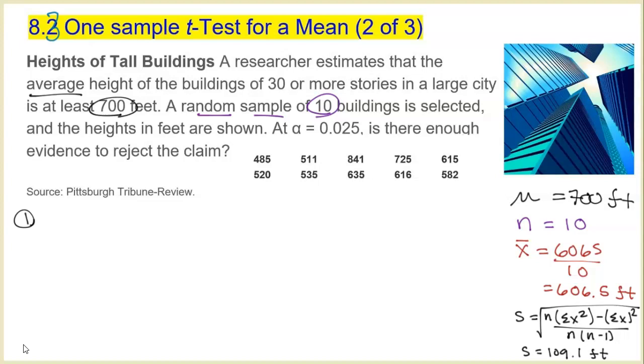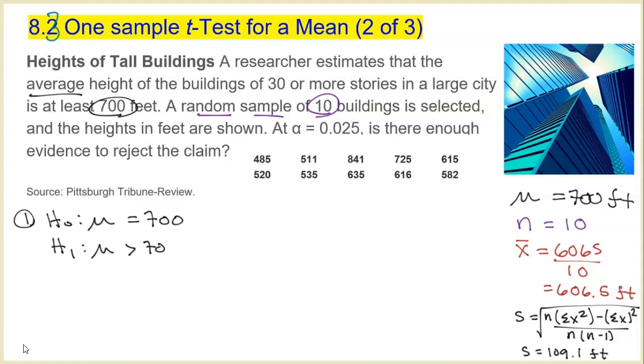So first step, always the same. What is the hypotheses? So there's no statistical difference in the height. So we would say for the null hypothesis that the mean height for all buildings is equal to 700 feet. Whereas for the alternative hypothesis, because she's saying at least 700 feet, it means 700 feet or more. Then we could say for the alternative hypothesis that we expect the mean height to be greater than 700 feet.